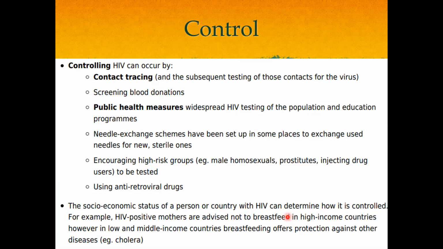In developed countries or high income countries, HIV positive mothers are mostly advised not to breastfeed their children, and they would resort to bottle feeding because we know the virus is transmitted in breast milk. But in low or middle income countries, we cannot actually ask them not to breastfeed because it provides immunity as well. Not against the virus, but there are other antibodies passed on through the mother's milk to the child, for example against cholera. So in that case, the mother would continue feeding her child.